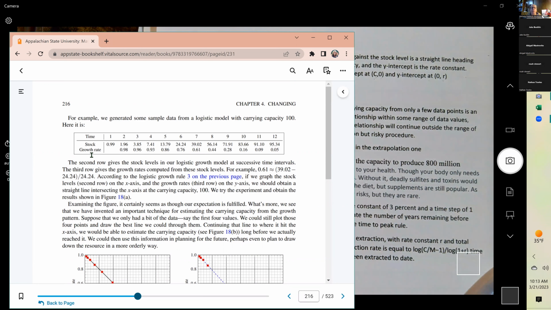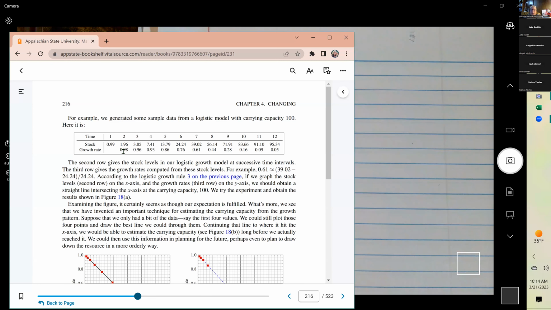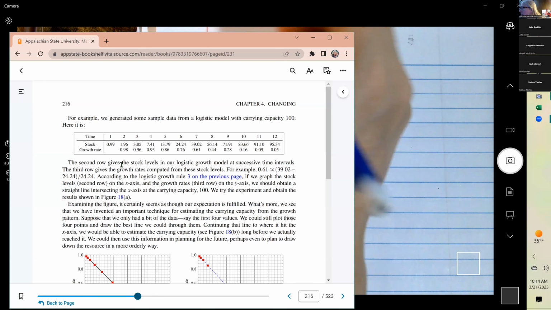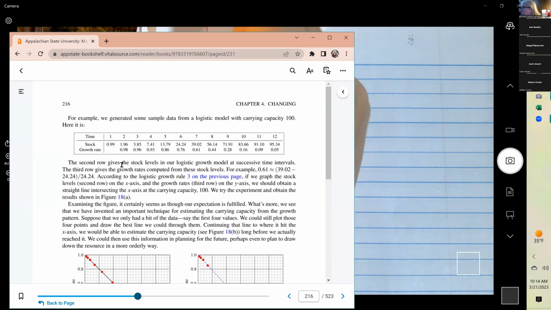They did the growth rate a little bit differently than we did it. If we're going to graph it, we were finding the growth rate always starting with the initial point. But what they did was find out how much it grew from each time interval. So it started with 0.99 and went to 1.96. So they used the growth rate just from here to here: the new amount minus 0.99, divided by 0.99.